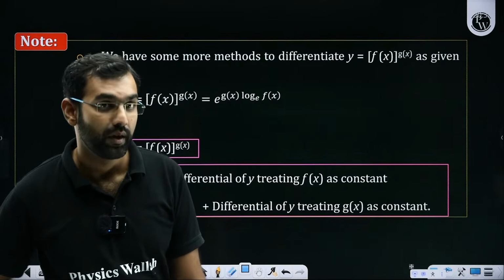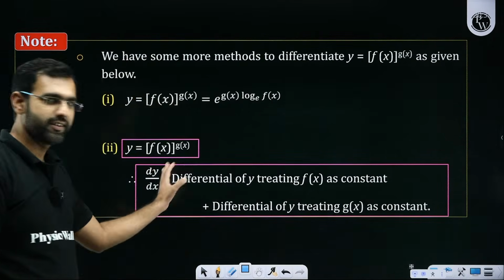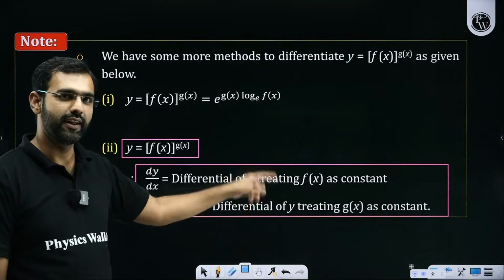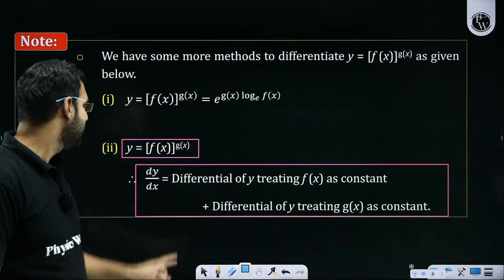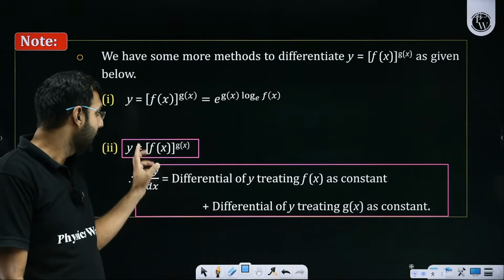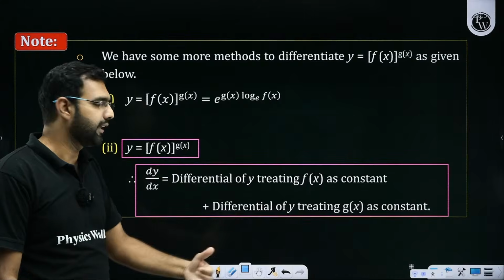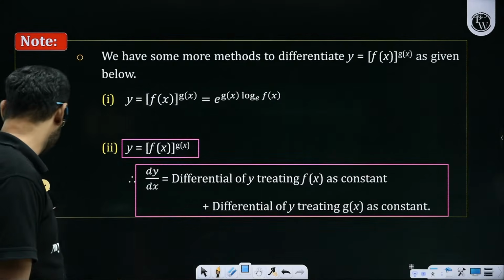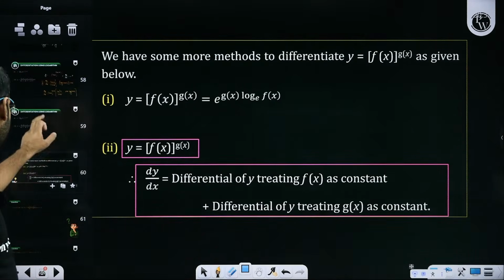Thank you so much. Coming back to this, what does it say? Shall I use this short trick there? Okay, sir, what is it? Differentiate this whole while treating the base as constant first, and then differentiate this whole while treating the index, the power, as constant. Sir, what are you trying to say here? Can you be more specific?